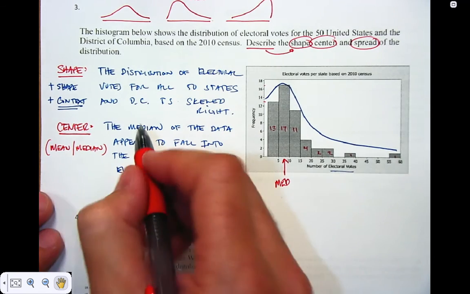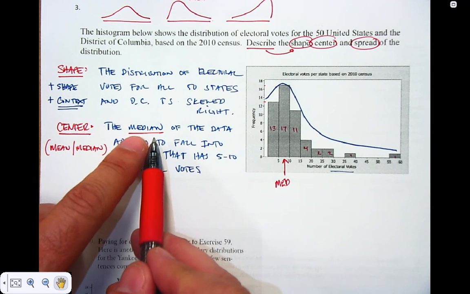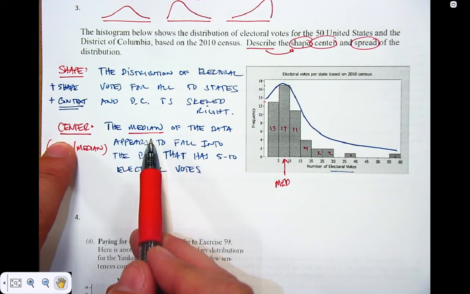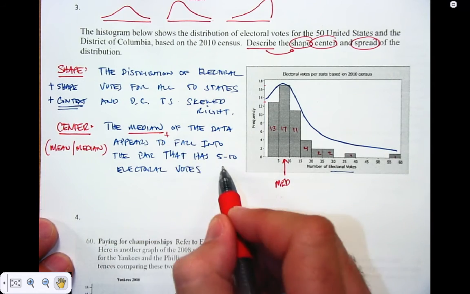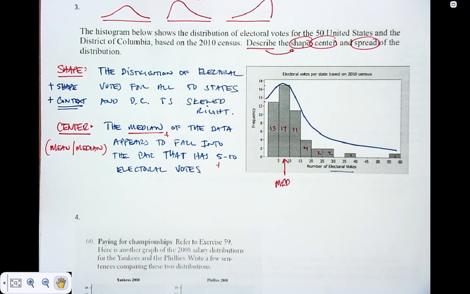And points, where am I going to get a point? You're going to get a point for using the word median, because you're knowing that median is a measure of center. And then you're going to get another point for all this other stuff that describes an approximation for where that median is. Okay. So let me summarize real quick again.